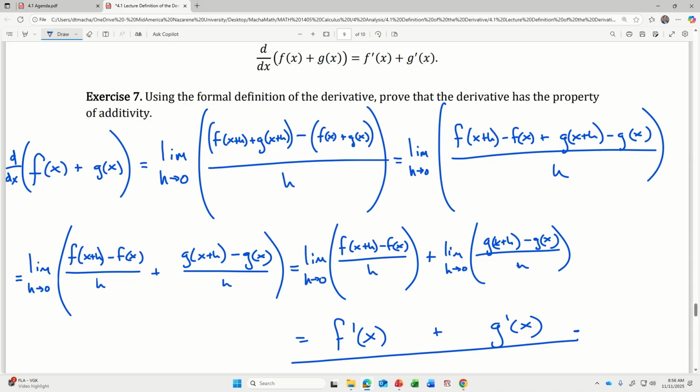So we'll definitely have a question like this on the test, right? Maybe not exactly about additivity, but there will be at least one, probably two, maybe three questions using the formal definition of the derivative, like your homework questions, for example. I'll probably pick two or three homework questions and put them on the test.